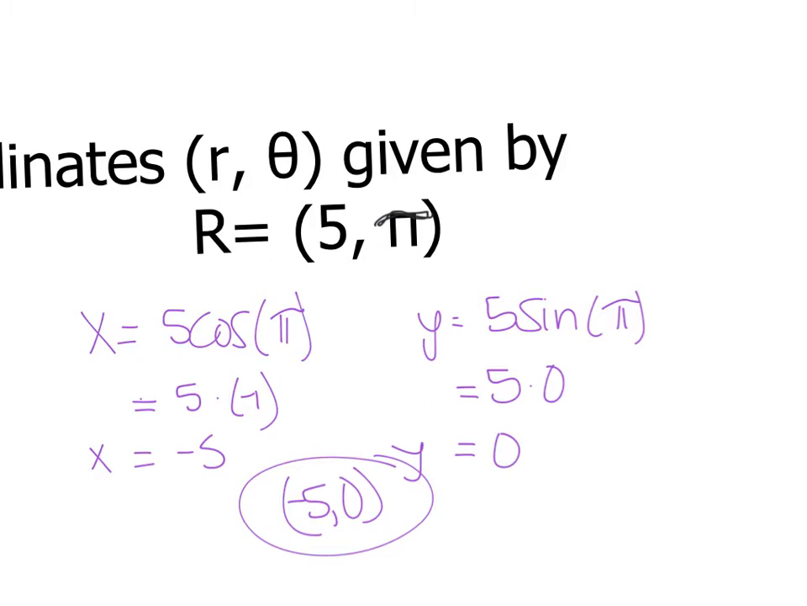So you should have -5, 0, using x equals 5 cosine of pi and y equals 5 sine of pi.